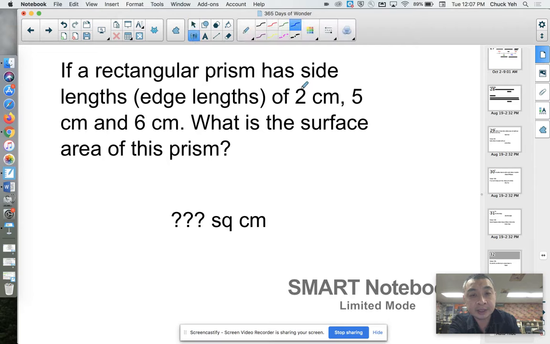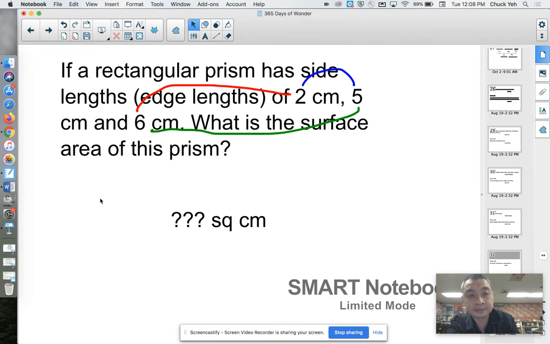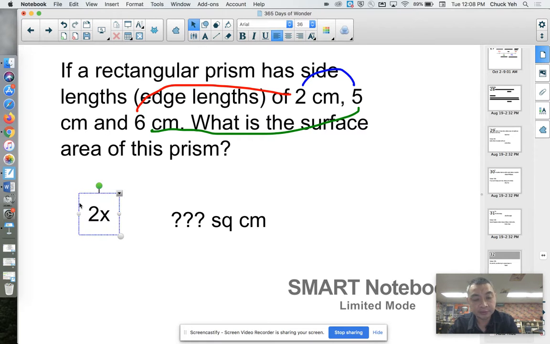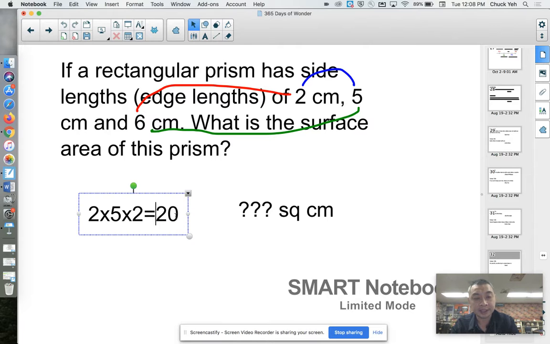So this is the one where we have to multiply 2 times 5 and then times 2. And then we have to multiply 2 times 6 and then times 2. And then we have to multiply 5 times 6 times 2. Okay? So if we do that, then it's 2 times 5 times 2. Why 2? Because there's 2 sides, right? So that is 20, right? Okay.